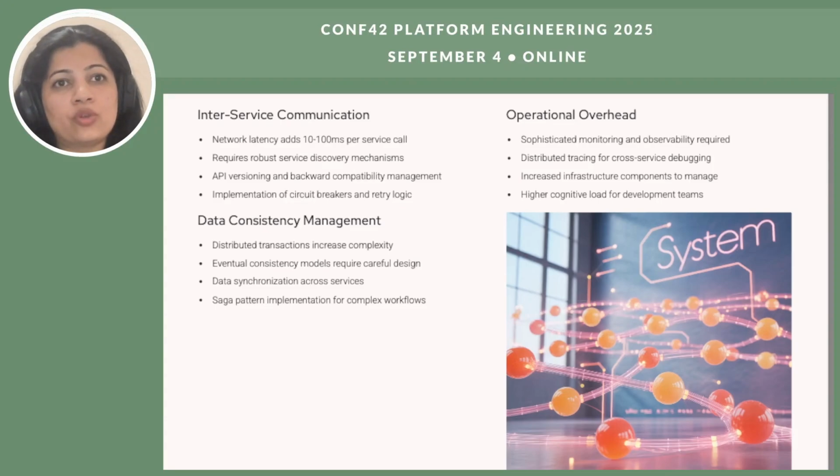Third is the operational overhead. Microservices demand sophisticated monitoring, logging, distributed tracing, and observability. There are simply more moving parts, more infrastructure to manage. So, this also increases the cognitive load for development teams. So, while microservices unlock cloud native innovation, they also require a higher level of maturity, both organizationally and technically. And as someone famous once said, with great power comes great responsibility.